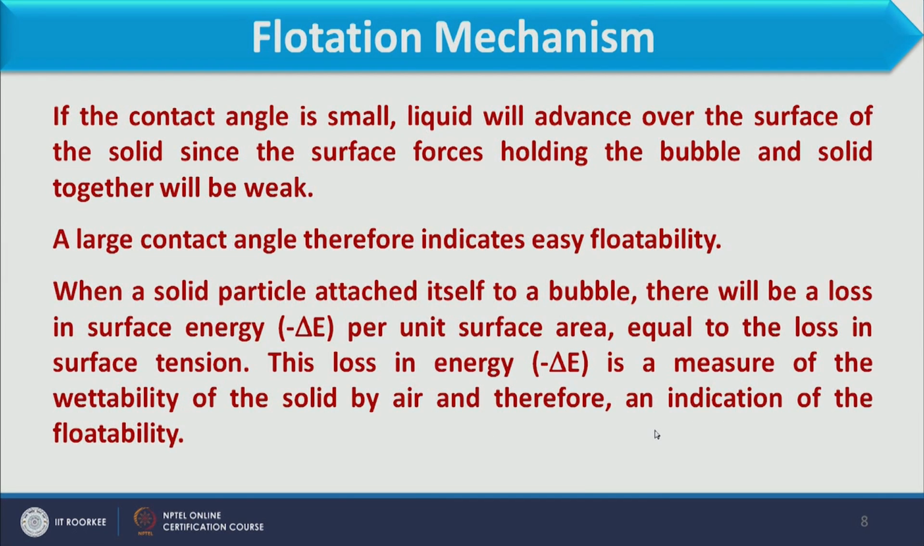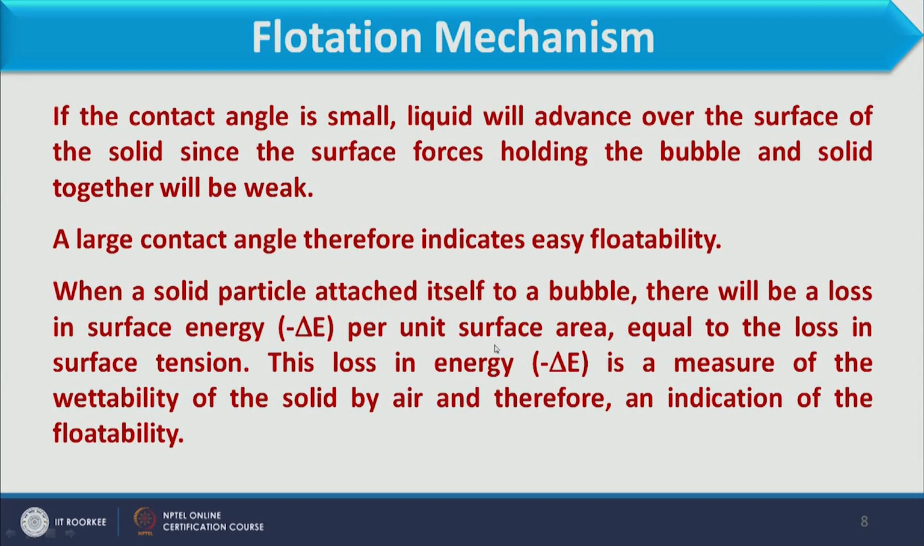Now, what happens when an air bubble is formed on the solid surface? It takes some energy from the solid. When an air bubble is formed over the solid surface, some energy will be released from the solid to the air bubble, and that loss of energy will be in terms of surface tension. The loss of energy that we represent as minus delta E is a measure of wettability of the solid by air, and therefore an indication of the floatability.